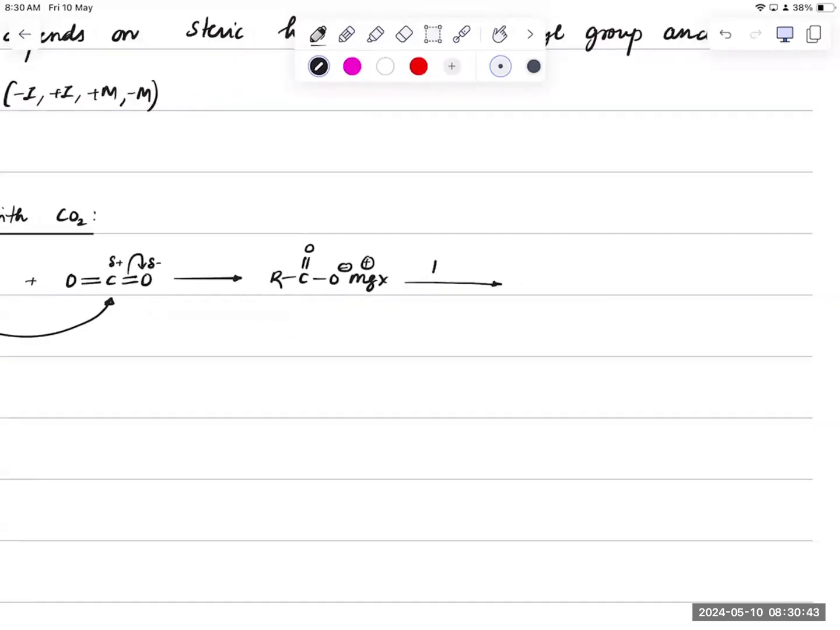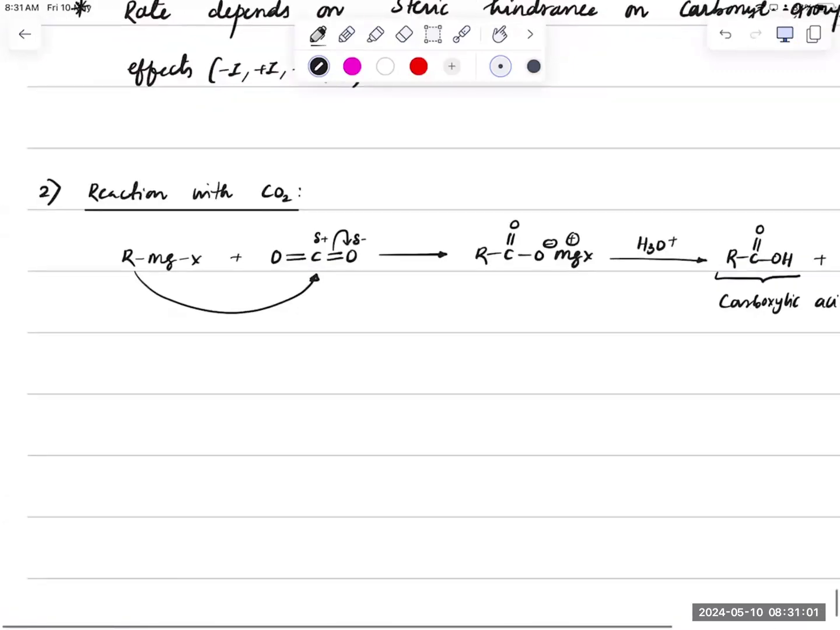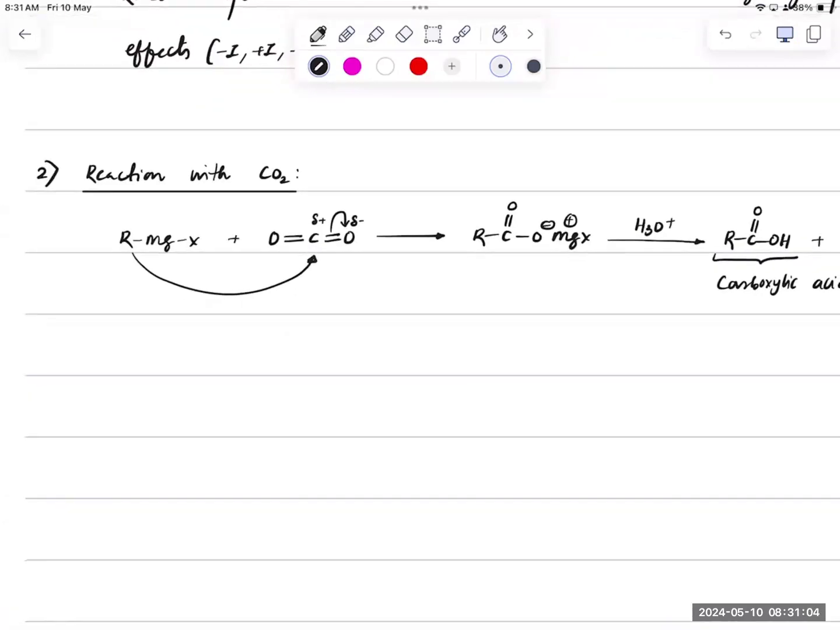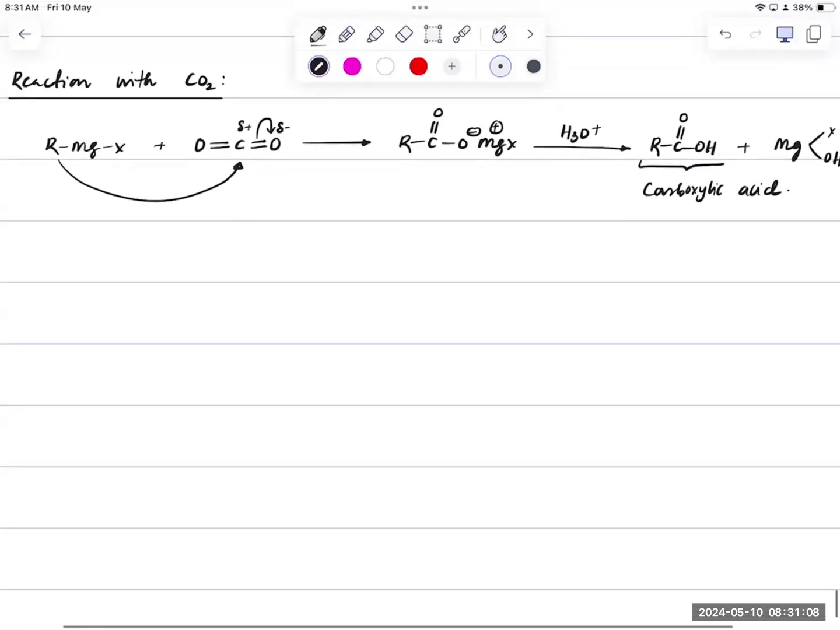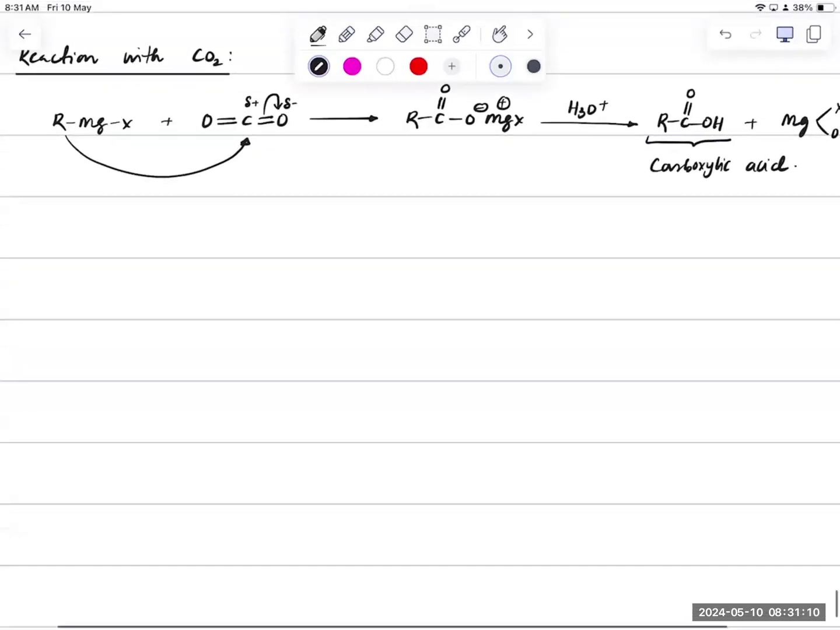Once you get this form, after hydrolysis, we will get R C double bond OH plus Mg, X and OH. So what we are getting is carboxylic acids. When you treat with carbon dioxide, we will always get carboxylic acids. So remember that: Grignard's reagent, when you treat with carbon dioxide, we will get carboxylic acid.